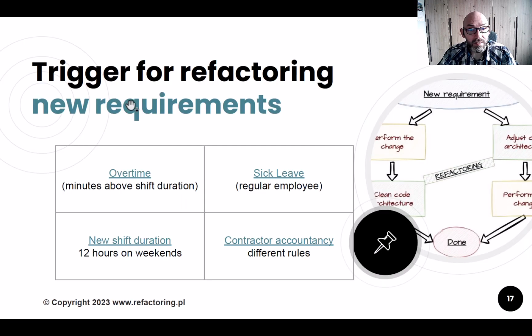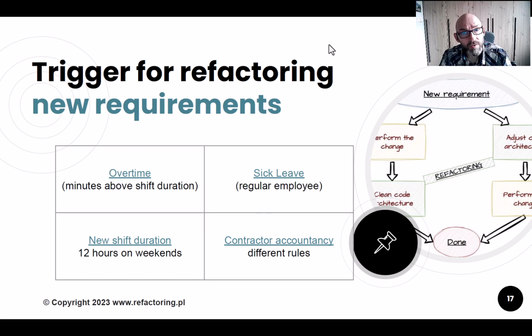But on the other side, if you come back into contractor accountancy, the last requirements, where contractor is not an employee, so they might have different rules, the design might require some redesign. Here is a set of new requirements. And these requirements are good reason to stop and think if the current design of the code, if the current architecture is sufficient and allows us to inject these new requirements gently, nicely into our code. Maybe it is the case, maybe it isn't.